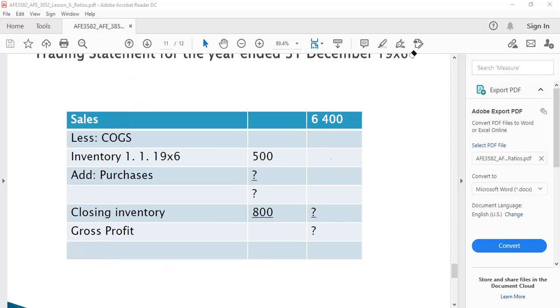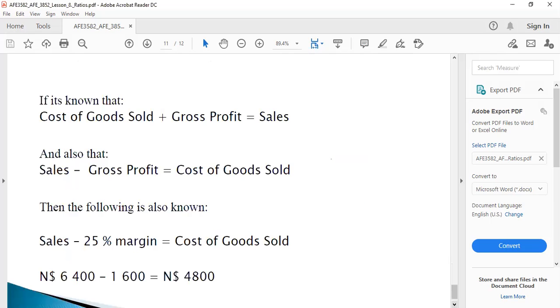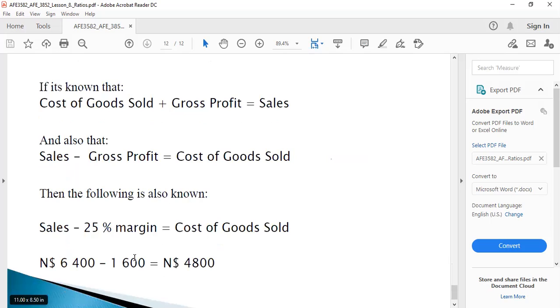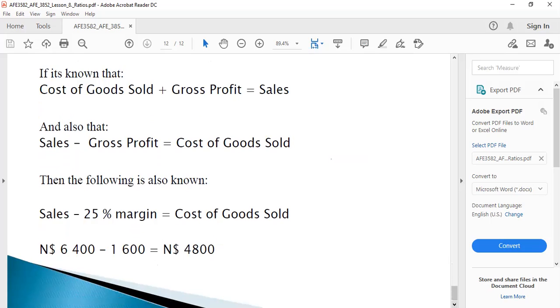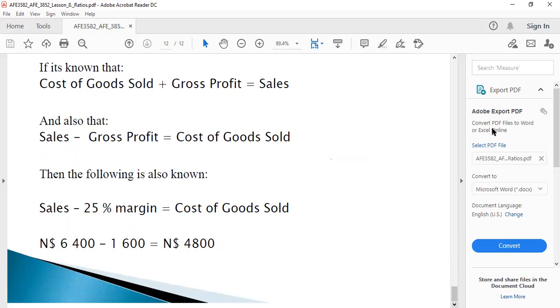Okay, so we move on. You are told that it is known that cost of goods sold plus gross profit equals sales, and sales less gross profit equals cost of goods sold. Then the following is known: sales minus 25% margin will give us our cost of sales. So 6400 minus our gross profit of 1600 will give us our cost of sales of 4800.